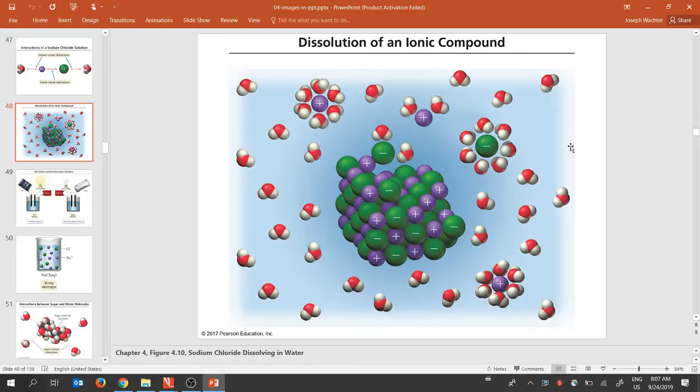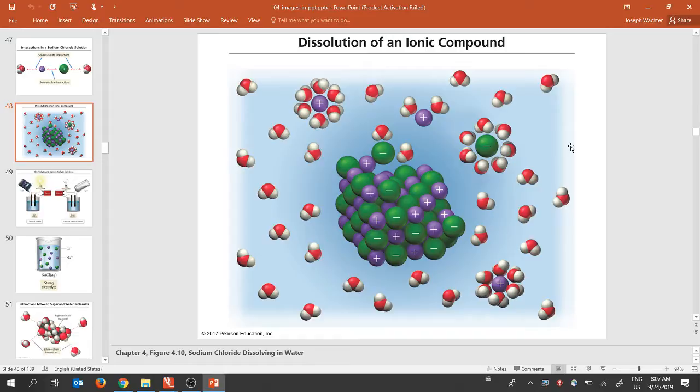So that's what's going on when an ionic compound dissolves in water: those water molecules are surrounding the ions and kind of pulling them off the solid. What you don't see in this picture, because they're trying to show that, is the water molecules would not go around the ion in a circle, they'd go around the ion in a sphere. So they'd be completely encapsulating that ion with water molecules.